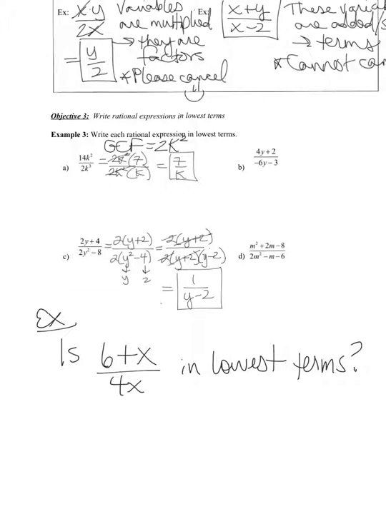And lastly, the example on the bottom asks, is 6 plus x over 4x in lowest terms? What do you think? The answer is yes, it is in lowest terms. Please don't be tempted to cancel this x with this x. I know it's tempting. This is a term. Check this out. These are being added together. You cannot cancel a term. Even though this is a factor, you can't cancel a term and a factor. You need to cancel factors only, not terms.